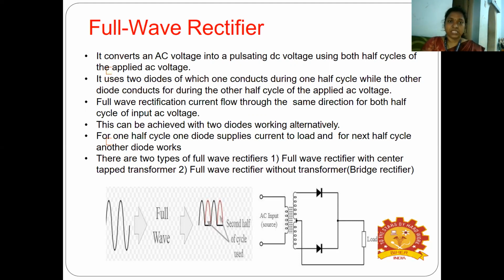So when you come into the efficiency, when you calculate which is better, full wave rectifier is better than half wave rectifier. Here, one thing is, there you have used only one diode, but here we are going to use two diodes, because you are using a full wave rectifier. It uses two diodes, of which one conducts during one half cycle, while the other diode conducts during the other half cycle of the applied AC voltage. Okay, so in full wave rectification, current flows in the same direction for both half cycles of the input AC voltage.